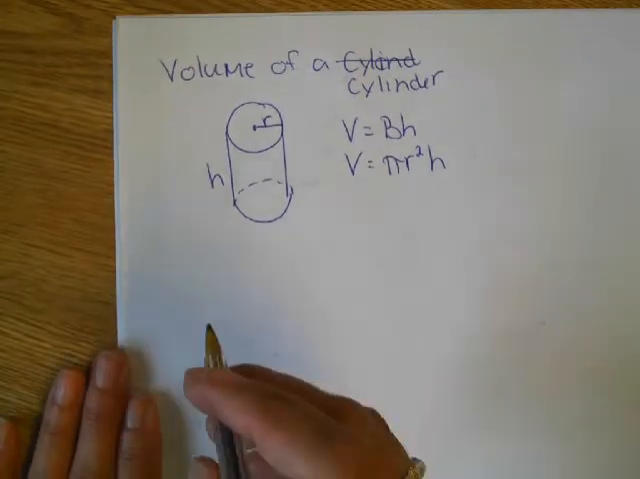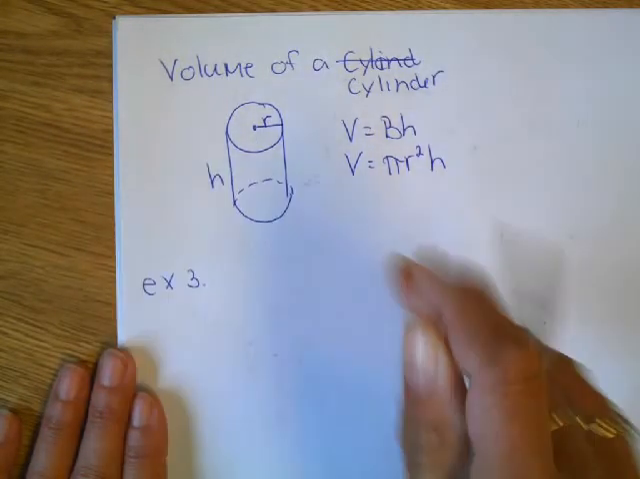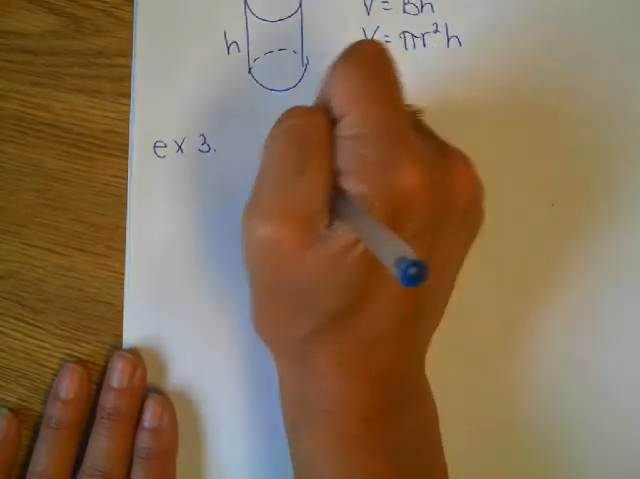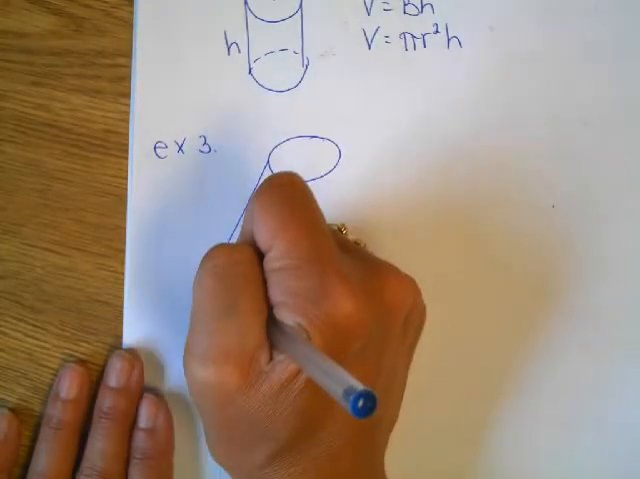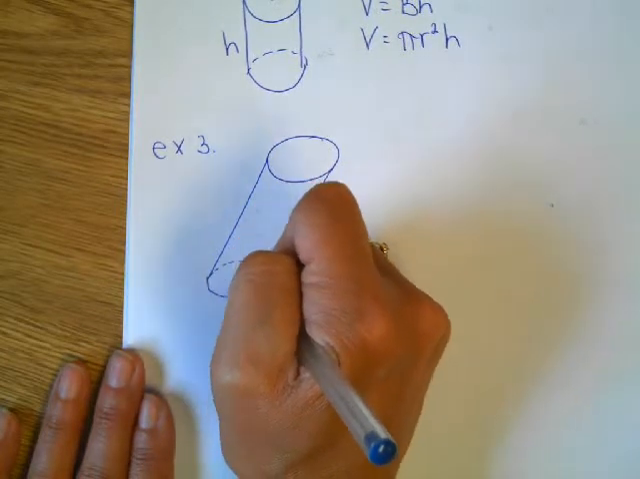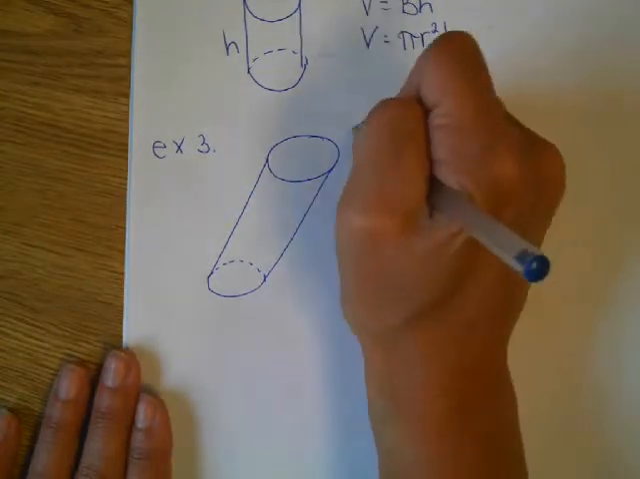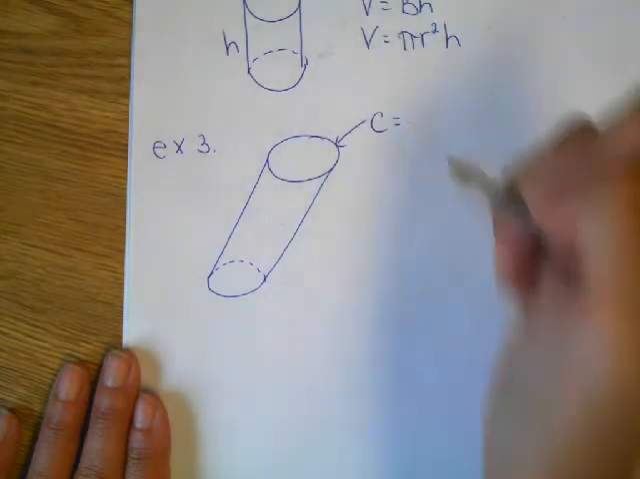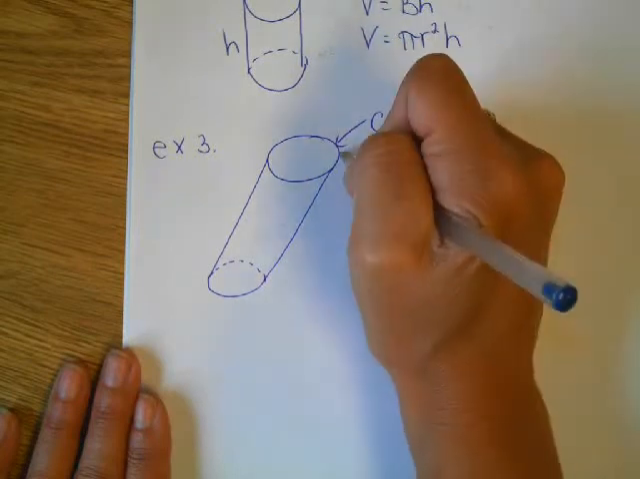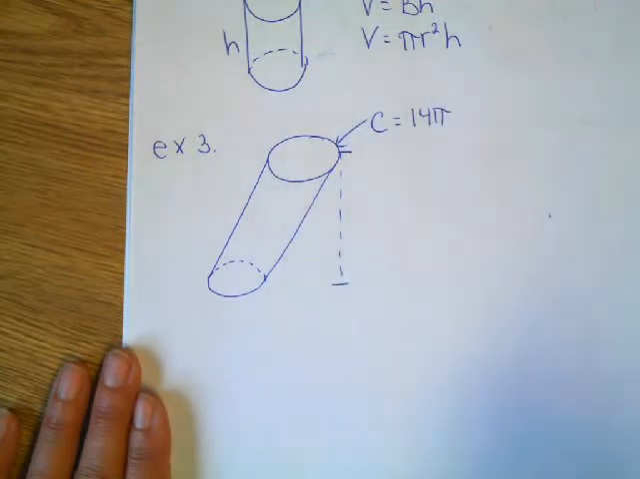Let's try a couple here. Let's go with an oblique. We haven't had anything oblique, so it's got a big lean to it. Here's what I know. The circumference of this thing is 14 pi. The height from top to bottom would have to be given over here. We're going to go 6.